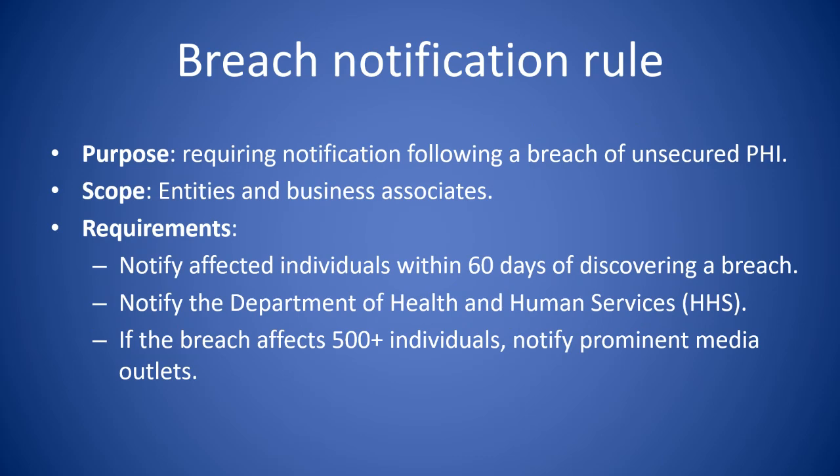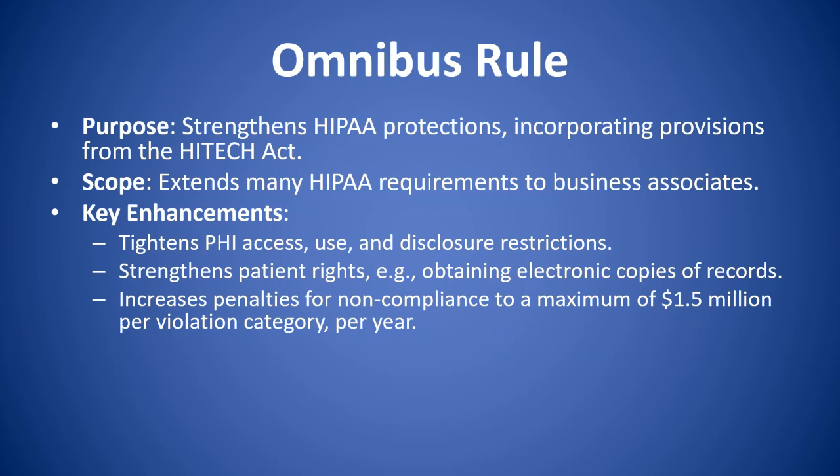The breach notification rule talks about sending a notification within 60 days to the affected individuals. Then one notification needs to be sent to the Department of Health and Human Services, HHS. And if the breach affects 500 plus individuals, then a notification needs to be sent to prominent media outlets.